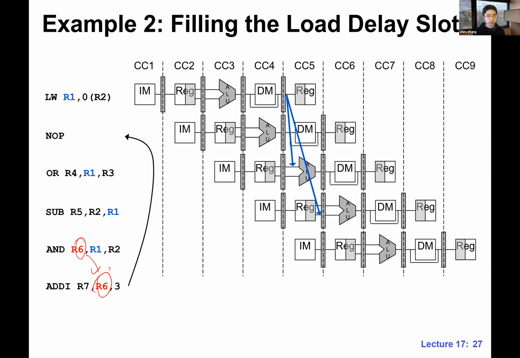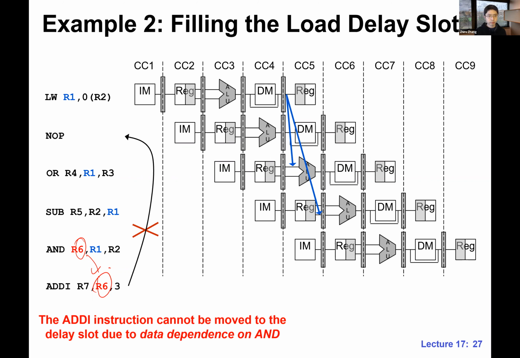So in this case, the compiler has to be less greedy. The compiler will stay put and just put the NOP over here, which is fine. We always want to get the correct program, even though it's less performant. Any more questions about delay slots for load? Okay.